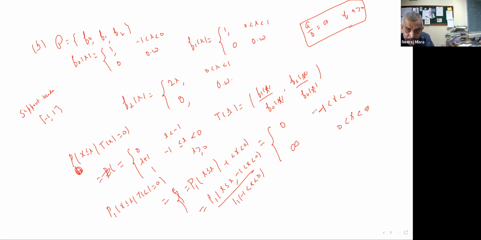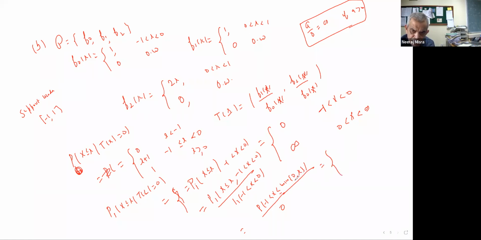Under P1, the probability that x lies between -1 and 0 is 0. Right? This is 0. And what is this probability? Anyone? So this is the same as the probability that -1 is less than x, and x is less than or equal to 0. That means x is less than or equal to the minimum of 0 and x.